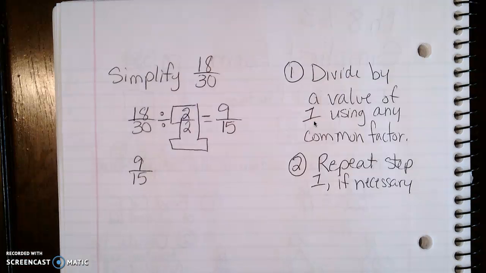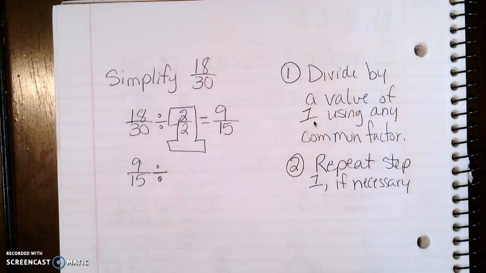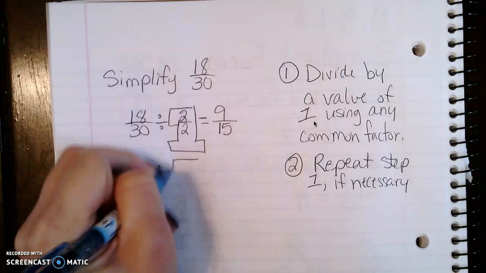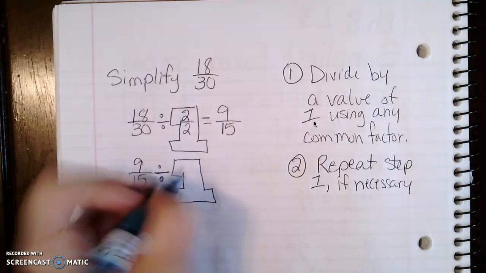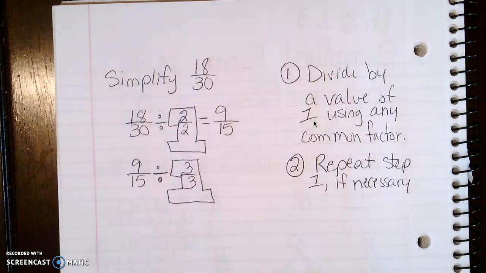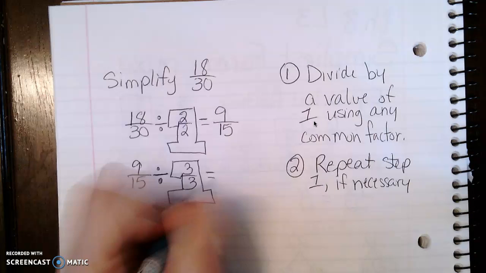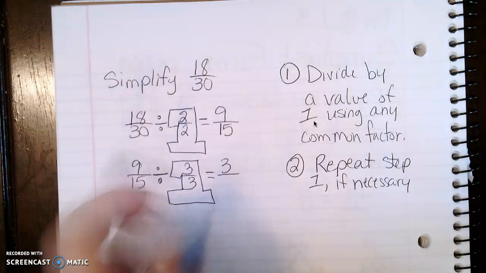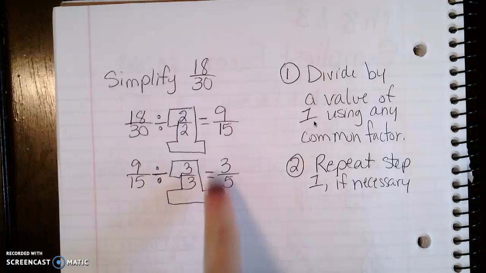3 is a factor of both 9 and 15. So I have to then divide by another value of 1. So let me make my big bubble block 1 here. By a value of 1, and this time it's going to be 3, using the factor 3. So 3/3, because it has to be 1. So 9 divided by 3 is 3, and 15 divided by 3 is 5. And I know I'm done because I have 2 prime numbers.